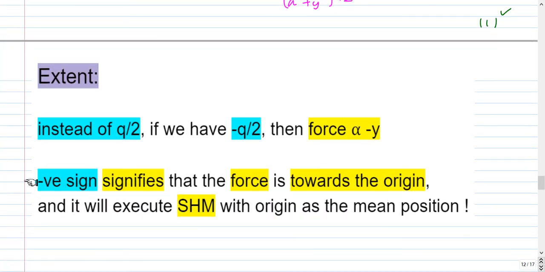So in this question, instead of having q by 2, if you have minus q by 2, then there will be an attractive force. So the force will be towards the minus y direction. So this force will try to bring back this minus q by 2 towards the origin. The negative sign of the force signifies that the force is towards the origin, and the particle will execute SHM because the force is proportional to the displacement.